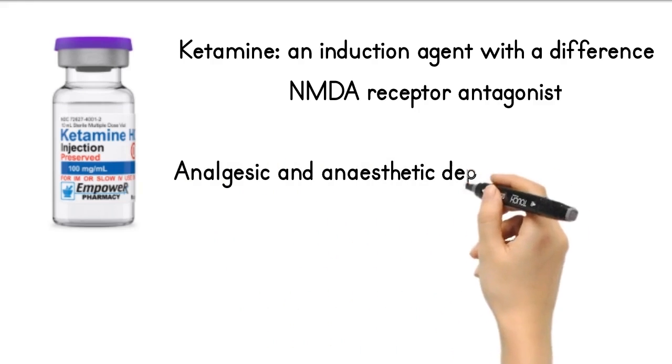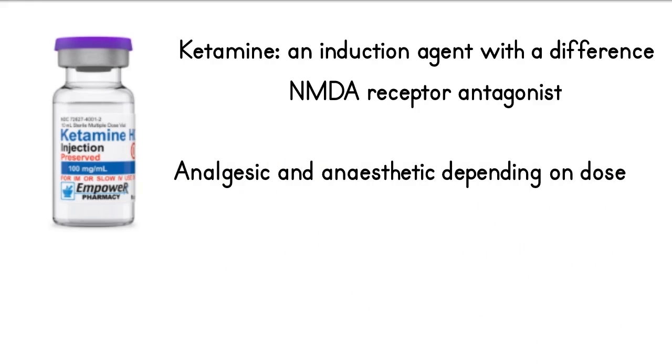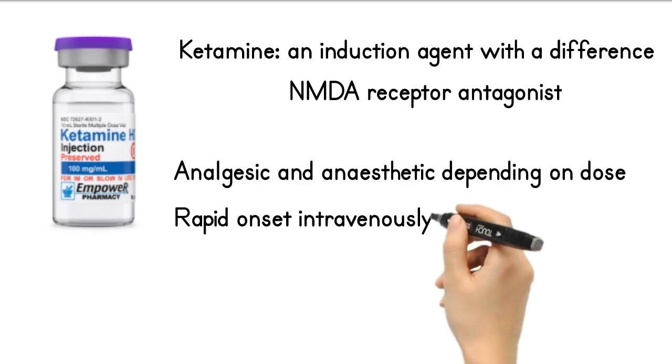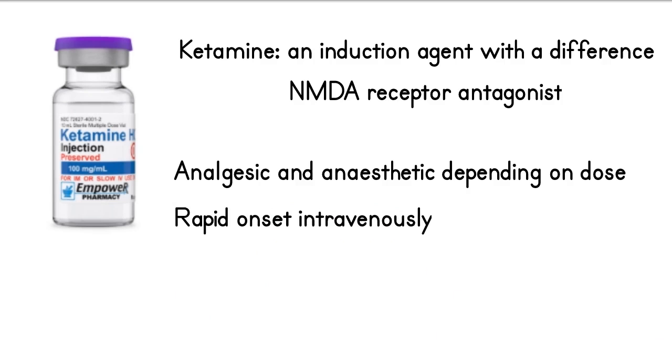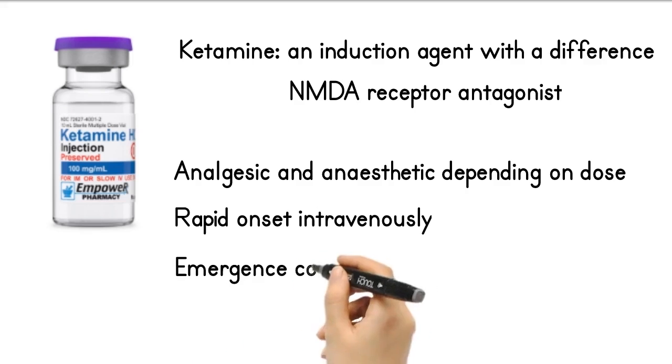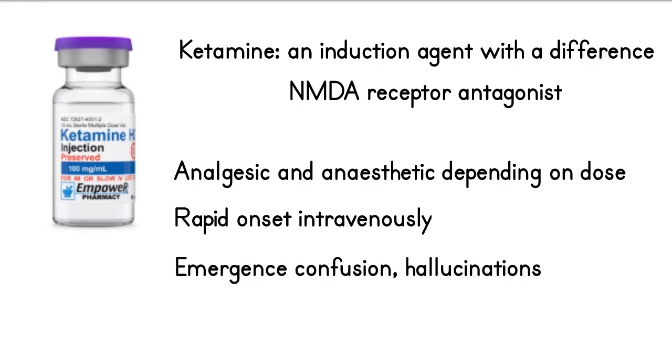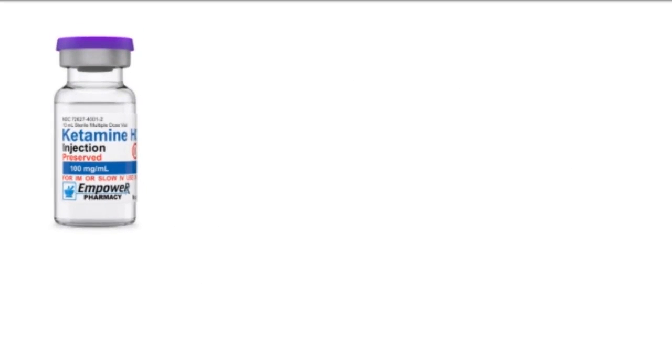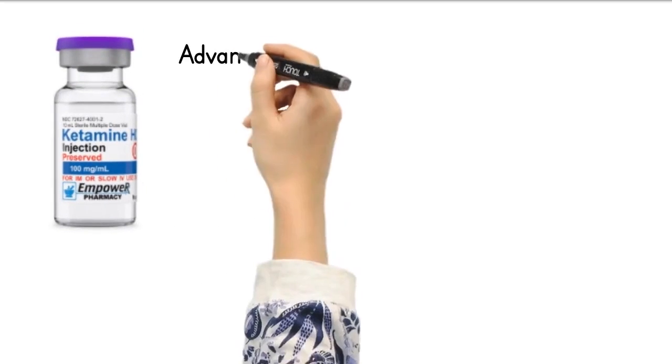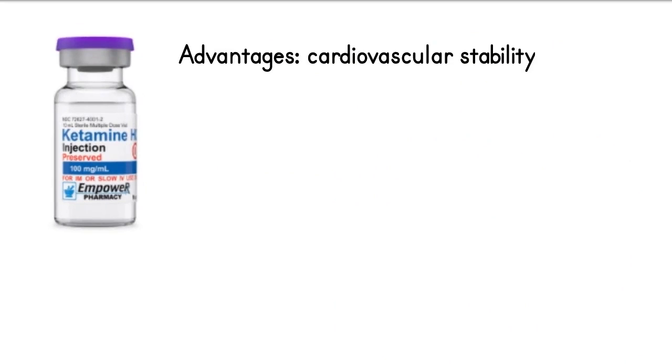It can be used as an analgesic in small doses, but is an anaesthetic in bigger doses. It has a rapid onset intravenously, and after a single dose, the patient will emerge after 10 or 15 minutes. And emergence is not clear-headed, being associated with confusion and hallucinations. Ketamine is less likely to cause cardiovascular instability, so it's the agent of choice in patients who are suffering from, for instance, hemorrhagic shock or severe sepsis.